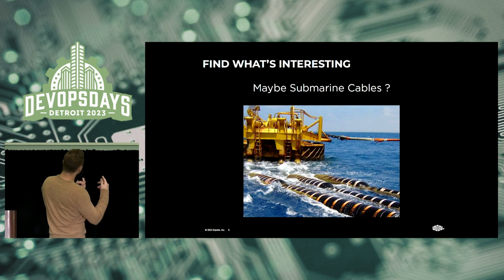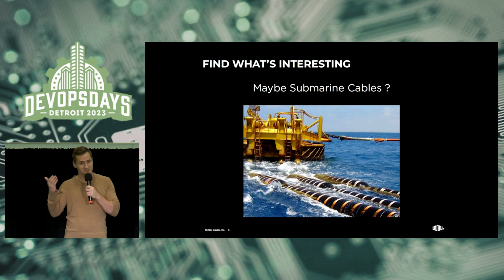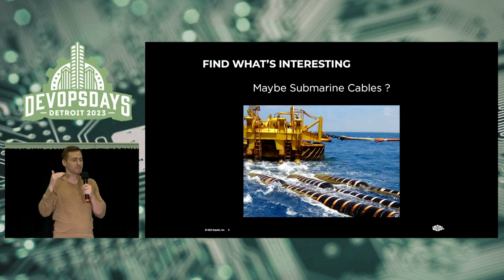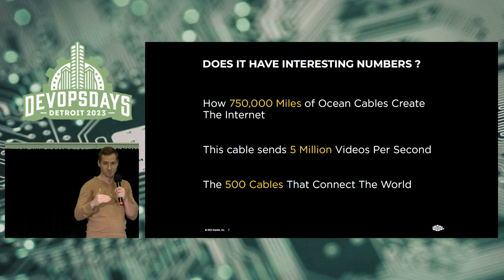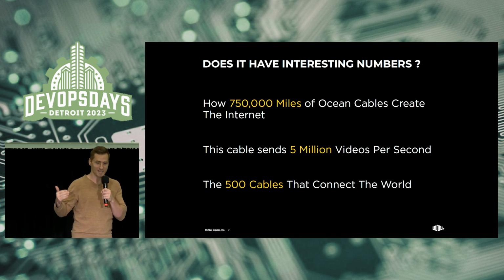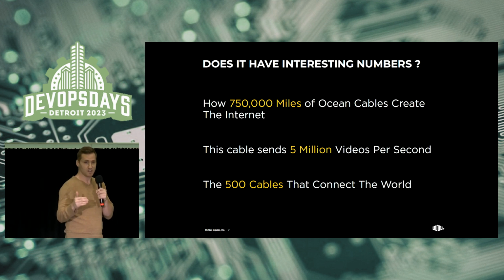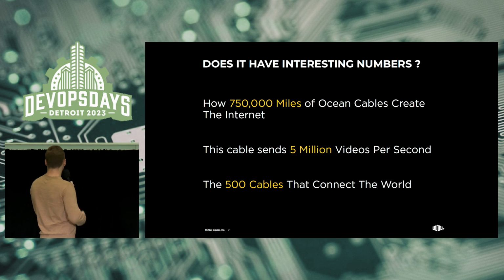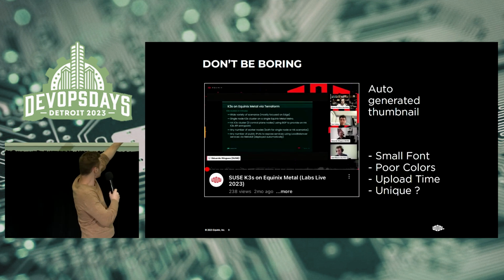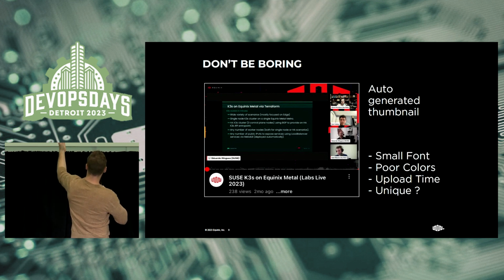All right, so what's interesting? When I was at Equinix, well, I'm still there, we have these submarine cables. They are basically fiber optic cables running underneath the ocean, connecting London to Paris to Los Angeles. So I'm thinking, okay, let's do a video about that, but let's find an interesting angle using numbers. This video could be called something like "The 500 Cables That Connect the Internet." Okay, that's pretty cool. So with this, don't be boring.